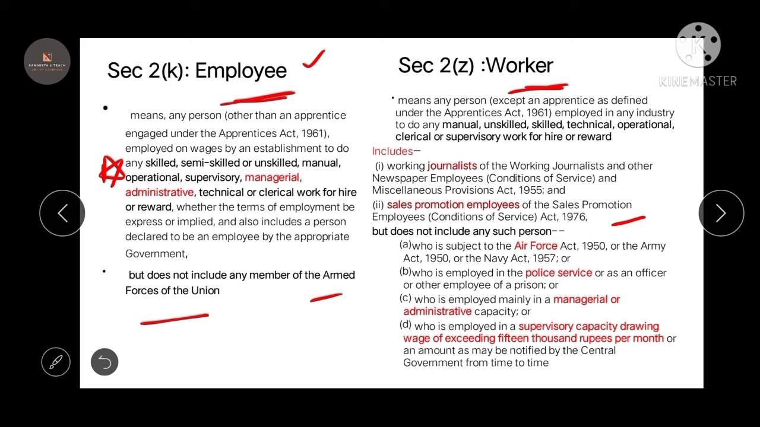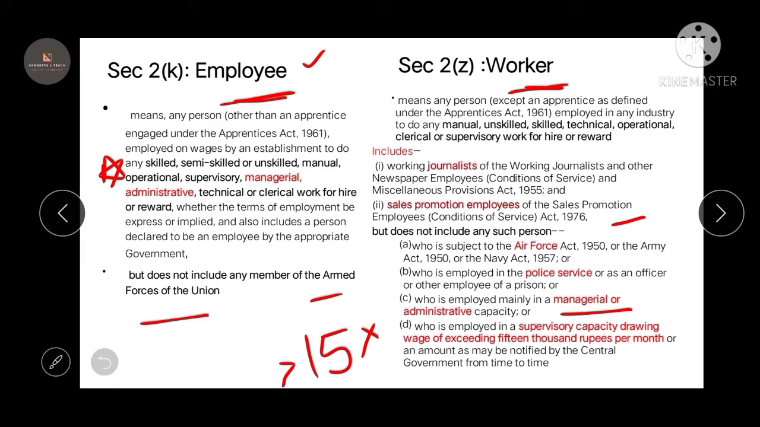And who is not included: a person who is working in the Air Force is not considered a worker, a person employed in police service is not considered a worker, and a person who is doing managerial or administrative work is not considered a worker. And a person employed in a supervisory capacity drawing more than 15,000 is not a worker. More than 15,000, greater than 15,000, is not a worker.